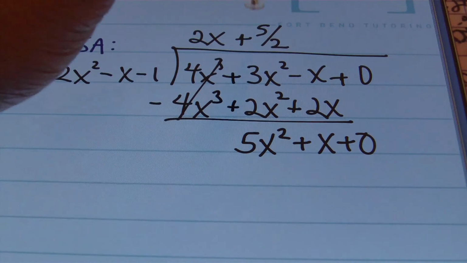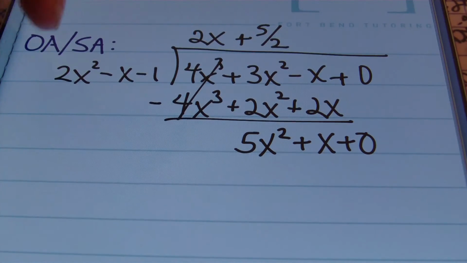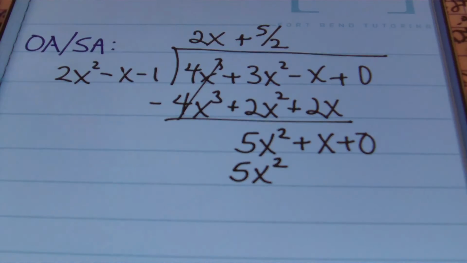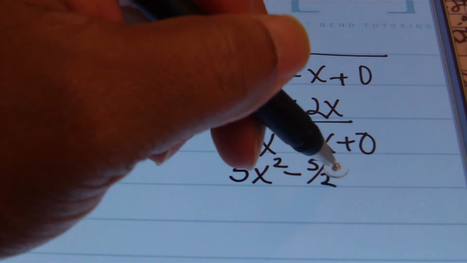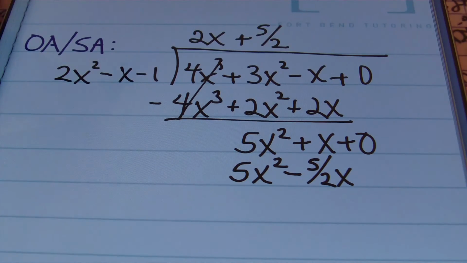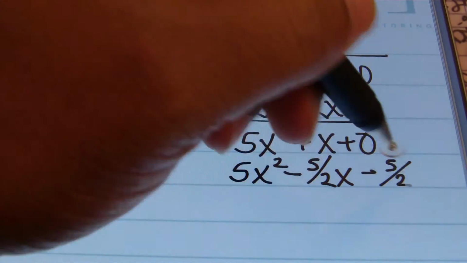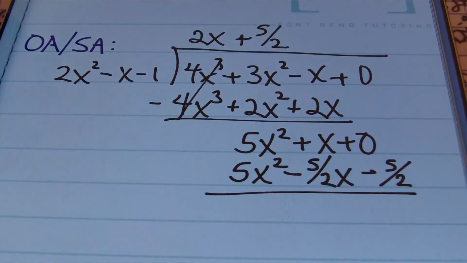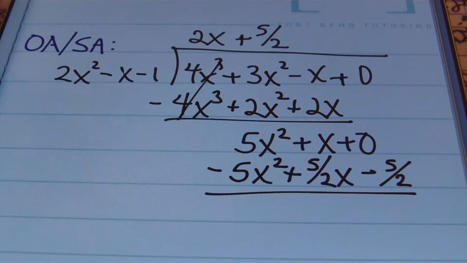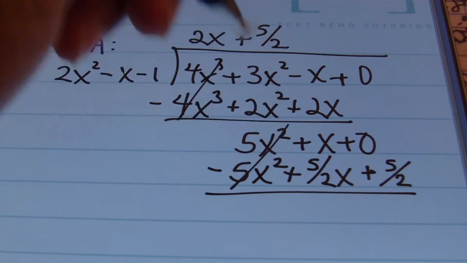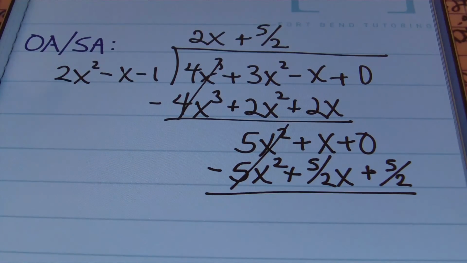So distributing this, 5 halves times 2x squared is going to give me a positive 5x squared. Multiplying 5 halves times negative x gives me negative 5 halves x, and then multiplying 5 halves times -1, I have negative 5 halves. The next thing I want to do, change the signs. So the 5x squared becomes negative, the negative 5 halves x becomes positive, and the negative 5 halves becomes positive. All right. From here, the 5x squareds will cancel out. Adding x plus 5 halves x gives me 7 halves x. Plus 0 plus 5 halves is 5 halves.